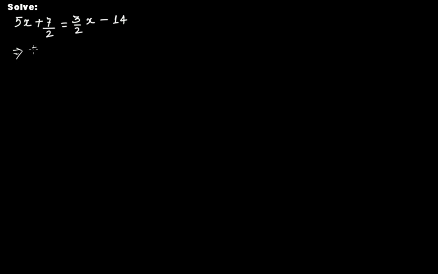So this is 5x, transposing 3 by 2x to the right hand side. So this becomes 3 by 2x, and at the same time we transpose 7 by 2 from the left hand side to the right hand side. So this becomes minus 14 minus 7 by 2. Now this is 3 by 2x means that it's nothing else but 5x minus 3x by 2. This much we know, because this can be written as x by 1, right? So this becomes 3x by 2 is equal to minus 14 and minus 7 by 2.